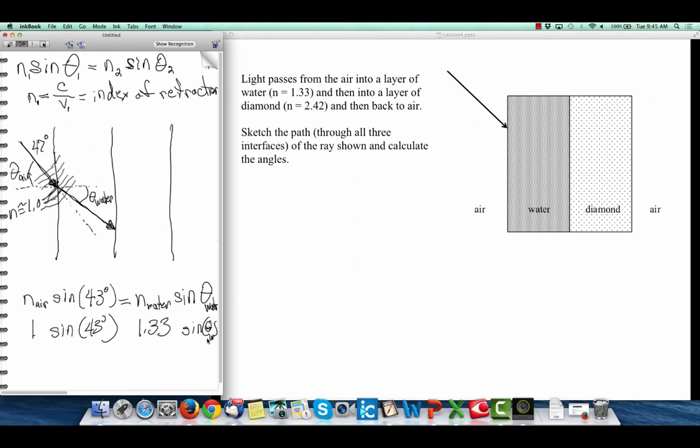What does it mean for theta to go down? Well, theta is measured with respect to this perpendicular line. If theta goes down, that means it gets closer to the perpendicular line. On this side, it's 43 degrees away from the perpendicular line. On the other side, it's a smaller angle. This dotted line would be if it was still 43. I don't want it to be still 43. I want it to be smaller, so I'm going to draw it like that. I could calculate the angle using Snell's law and the two indexes of refraction and a calculator.